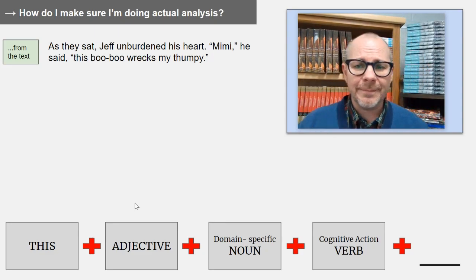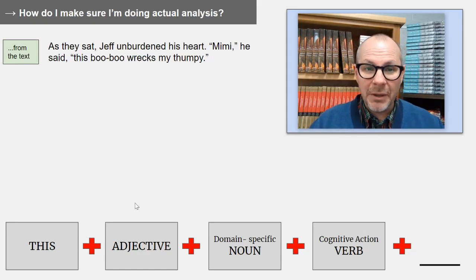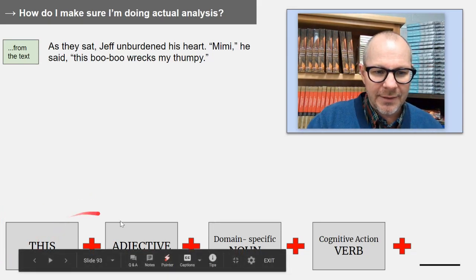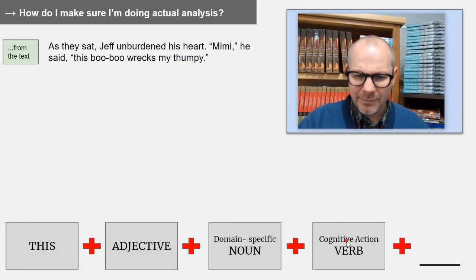Well, what am I going to do with it? So I'm going to teach you some pretty specific things for what you can do with it to build a sentence that does analysis, okay? And here's the system right here. We got an adjective, we got a domain-specific noun, and we got a cognitive action verb.